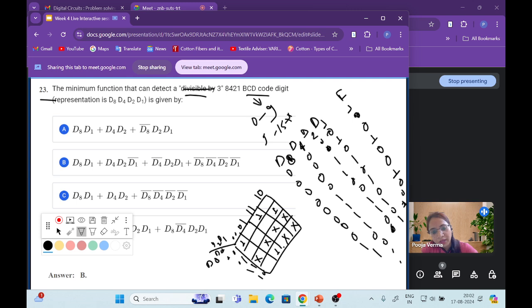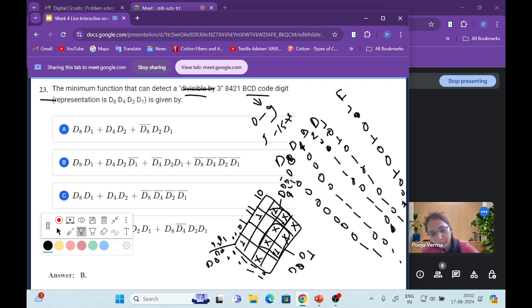Okay, now here we can make one group. Then what will be the expression for this group? 1 means D8. Here we can take common one, so D8. And from here 1 also, so D8, D1, right? The another one is we can make a pair here. So what will be the expression? Here 1, so that means D4 and it is D2, D1 bar, D2, D1 bar.